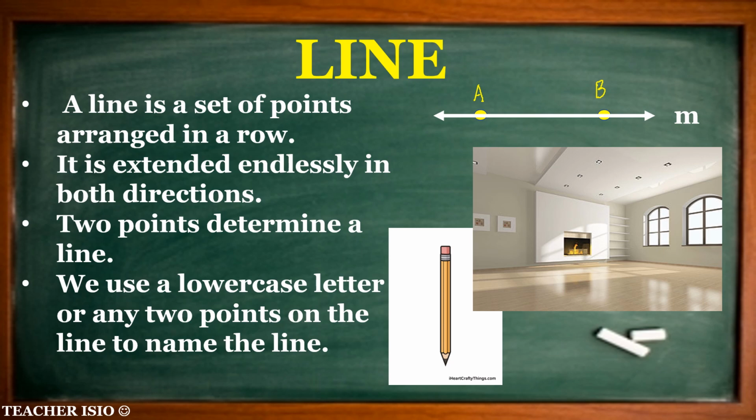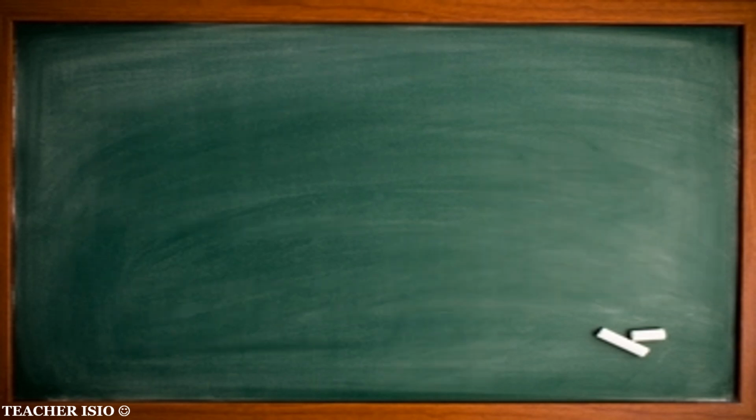Again, a line is a set of points arranged in a row. It is extended endlessly in both directions. 2 points determine a line. We use a lowercase letter or any 2 points on the line to name the line. So now let's have the plane.